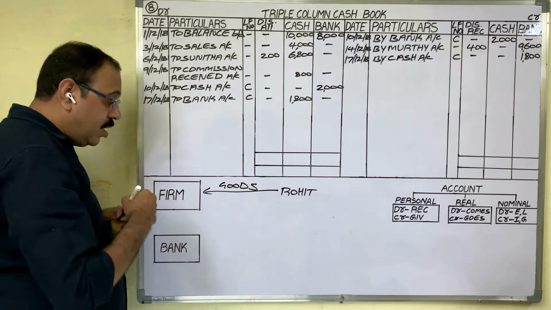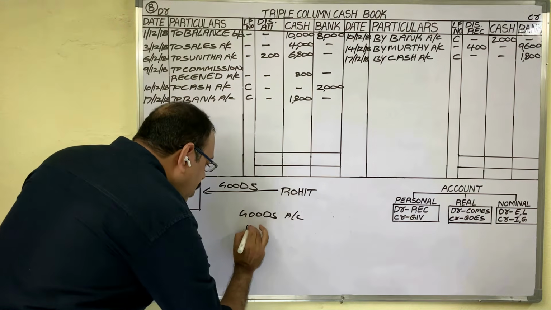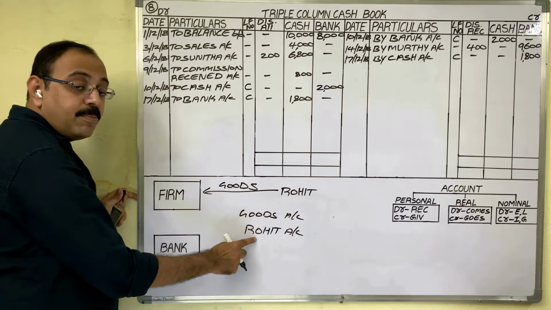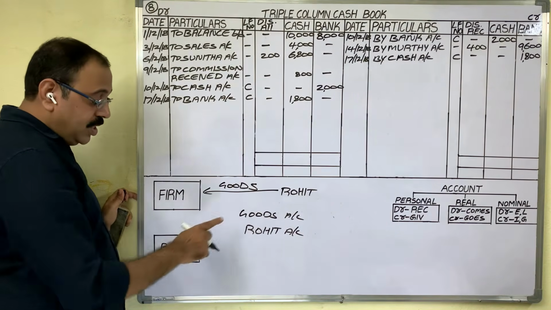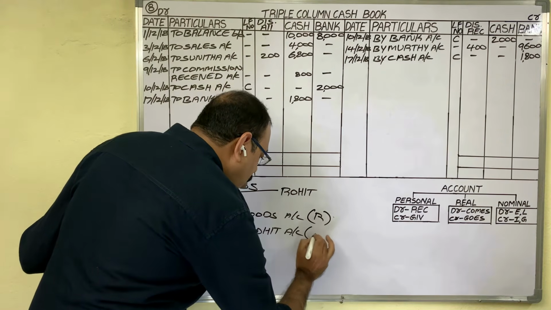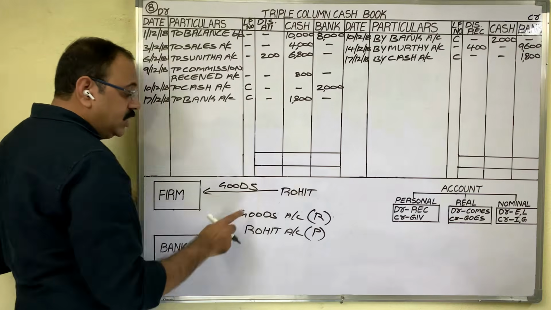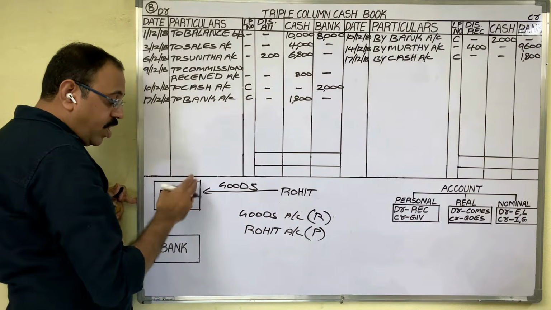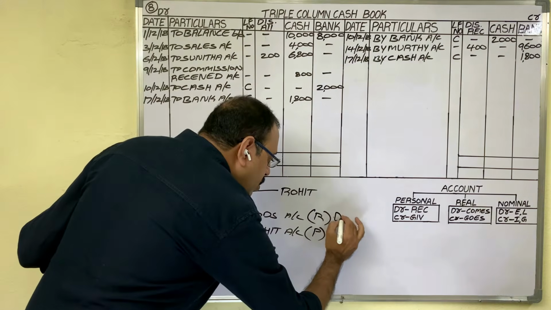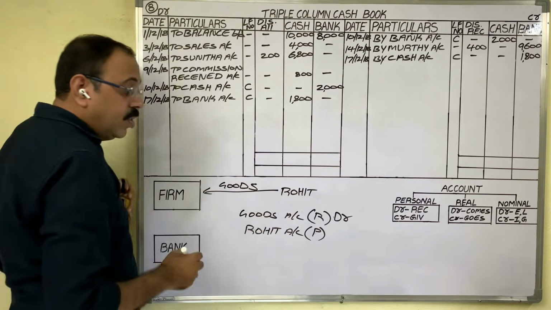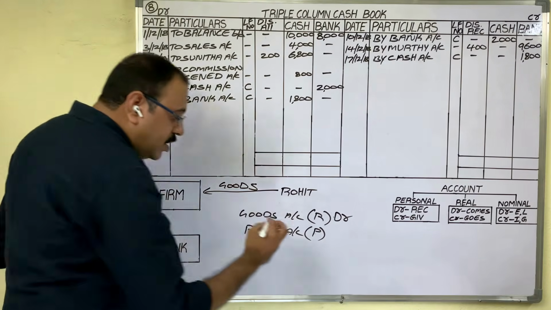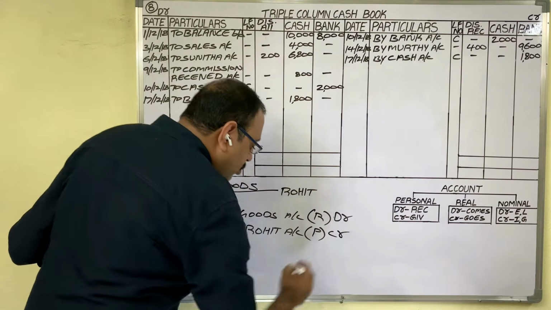On 20th date, goods are coming but cash is not going. Two accounts are goods account, Rohith account. As this is credit purchase, I am taking supplier's name as one account. Goods account is a real account. Rohith account is a personal account. Real account rule: debit what comes in, credit what goes out. Goods are coming. Debit goods account. Personal account rule: debit the receiver, credit the giver. Rohith is a giver. Credit Rohith account.